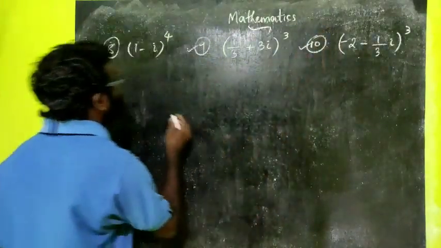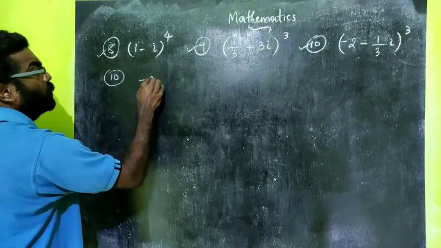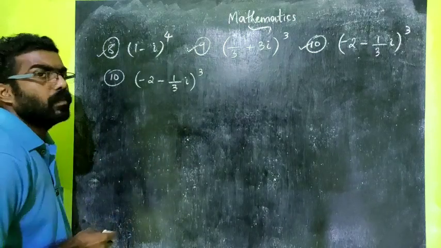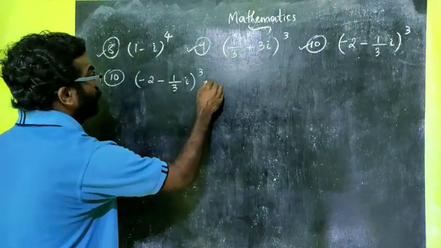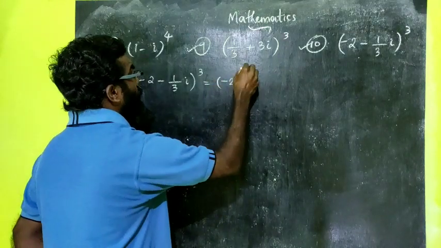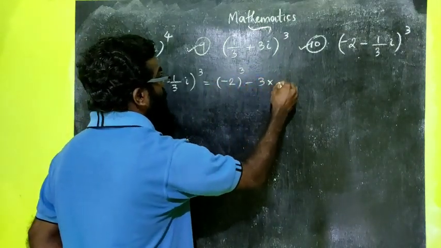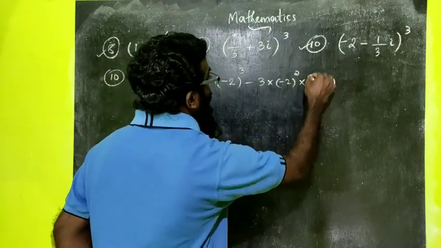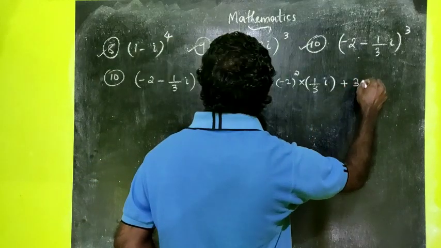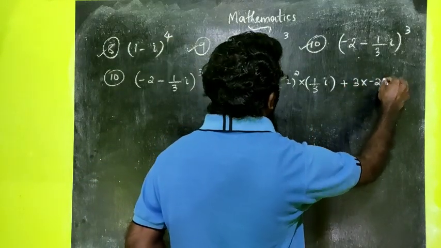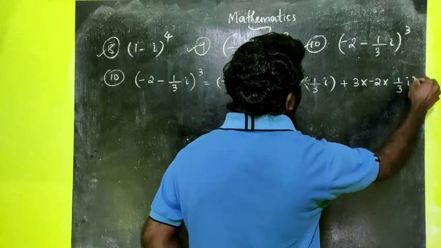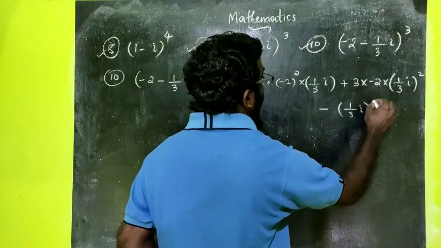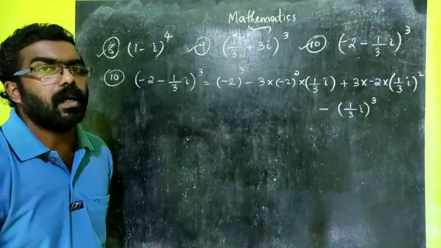Now the next question is minus 2 minus 1 by 3i the whole cube. So it's of the form a minus b the whole cube. So we can write a cube minus 3a square b, 3 into minus 2 the whole square into 1 by 3i, then plus 3ab square, 3 into minus 2 into 1 by 3i the whole square, then minus b cube, 1 by 3i the whole cube. Okay, alternatively we have to change the sign.